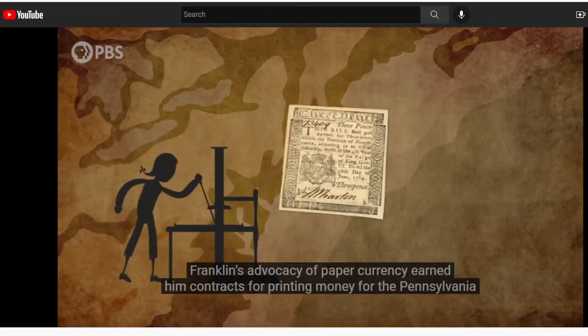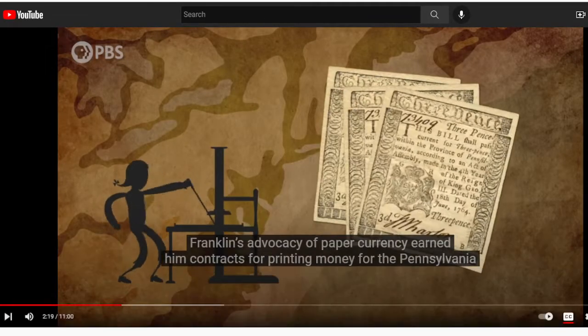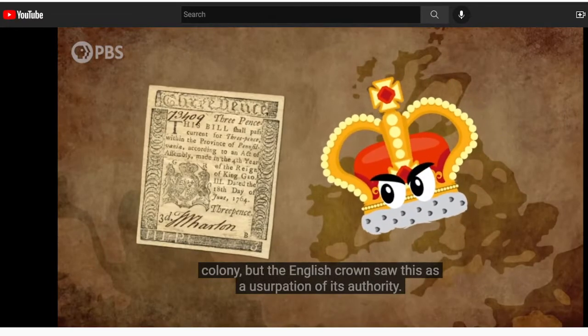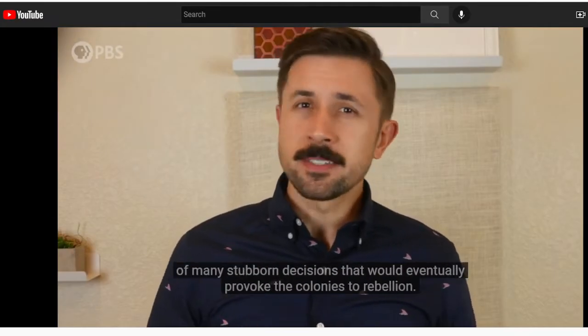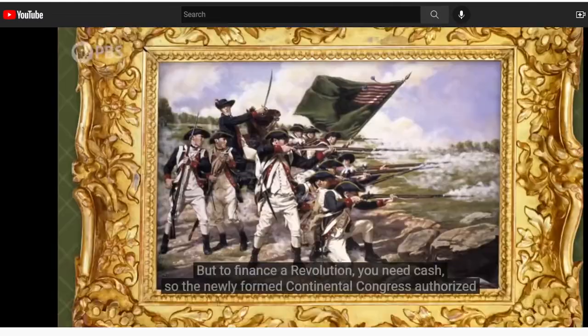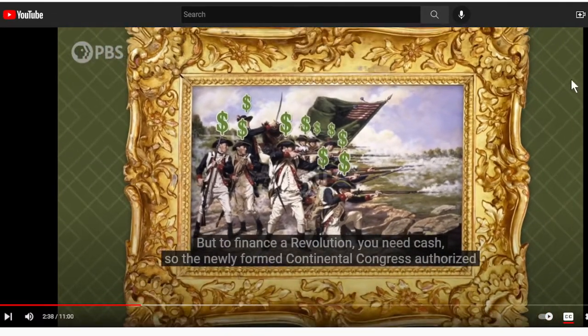Franklin's advocacy of paper currency earned him contracts for printing money for the Pennsylvania colony, but the English crown saw this as a usurpation of its authority. By 1764, the British Parliament had outlawed the use of paper money in America, just one of many stubborn decisions that would eventually provoke the colonies to rebellion. But to finance a revolution, you need cash. Yeah, that's not to be undermined there. That is literally one of the major reasons that the United States colonies went to war.